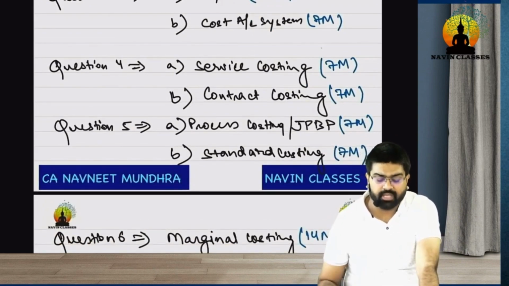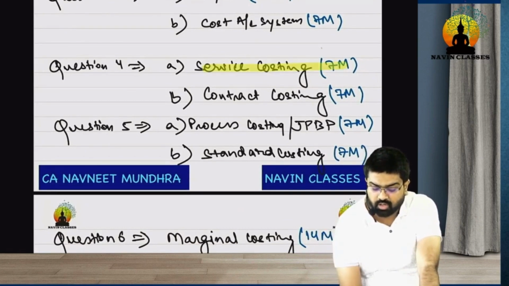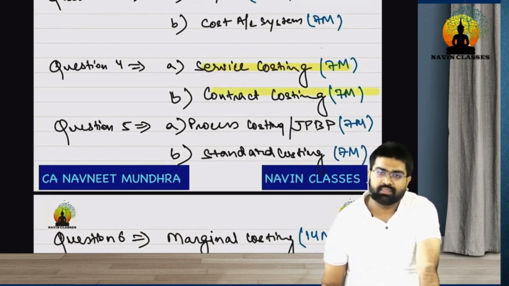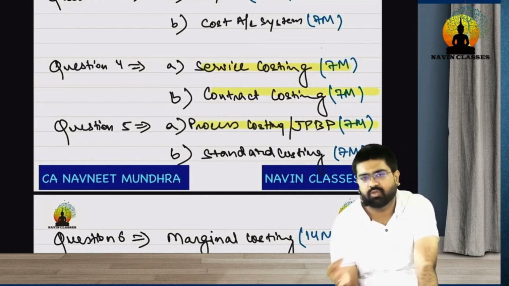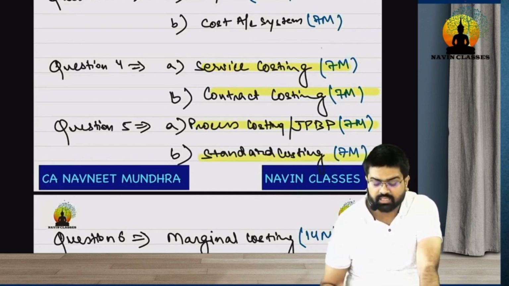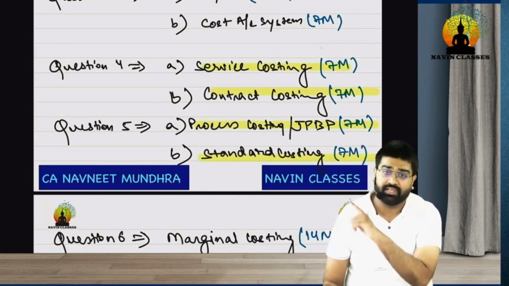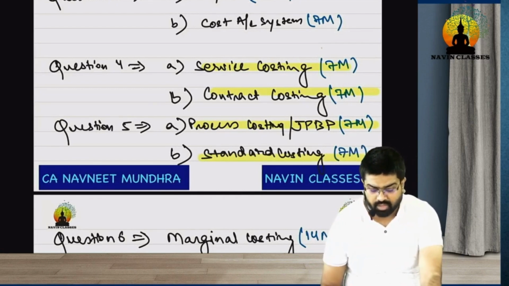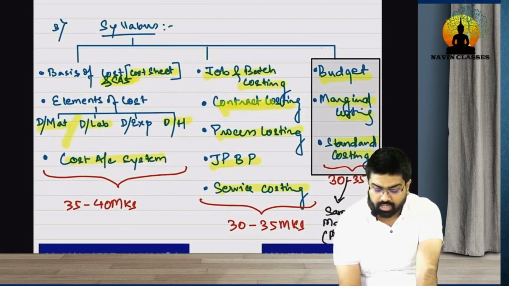So in question number 4, they are moving towards the methods of costing. They keep service costing and contract costing together, 7 marks each in the 4th one. In the 5th question, there's process or joint product by product, as I said. Both are the same chapter, and then standard costing is taken from the techniques. So in the 4th and 5th questions, contract and service will be together. Then one will be from these 2 and another will be standard.